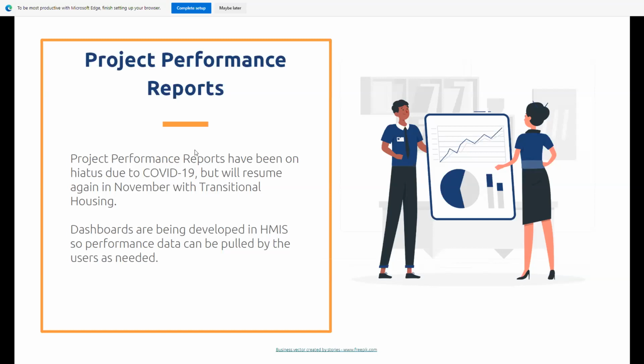So in November, we are going to start up again on the project performance reports with transitional housing. We are working on developing a Looker dashboard for each project type to review performance. And so that will be coming out in the next couple of weeks, and each agency will be able to pull these dashboards as needed so that you can stay up on top of your performance as often as you would like.